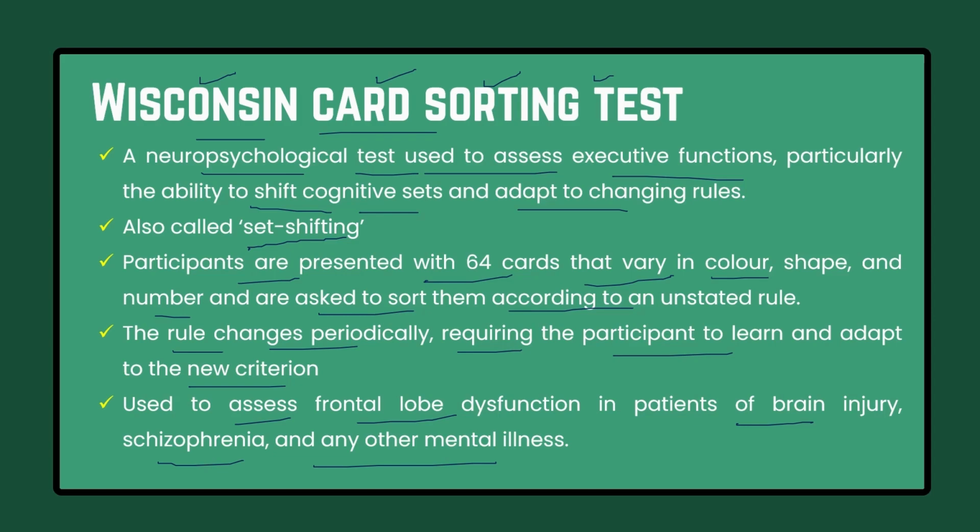You just need to remember the name of the place, Wisconsin, and the card sorting test, where there are 64 cards that vary in color, shape, and number. The patient is asked to sort it howsoever they want to, and once they start, the psychologist changes the rule periodically or changes the criteria based on which the cards need to be sorted, and it's tested how well the patient is able to learn and adapt to the new criterion.